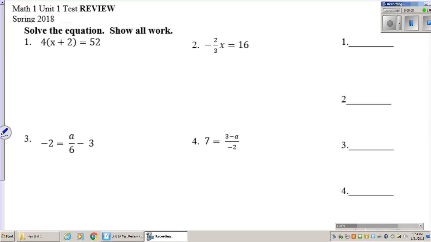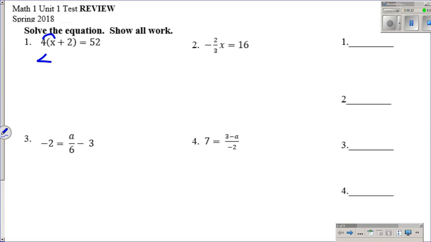So the first topic we covered in this unit was solving equations. So 1 through 4 is on solving equations for the given variable. So number 1, notice we have our grouping symbols, so we will need to distribute the 4. So 4 times x simplifies to 4x. 4 times 2 simplifies to plus 8, and we still have equals 52.